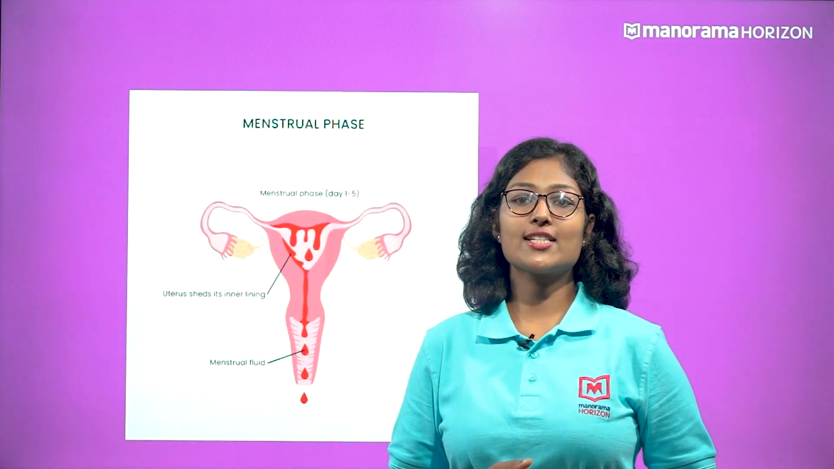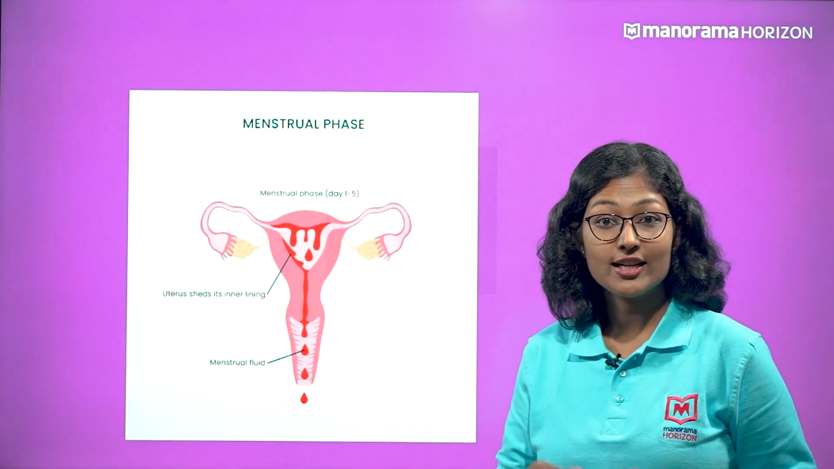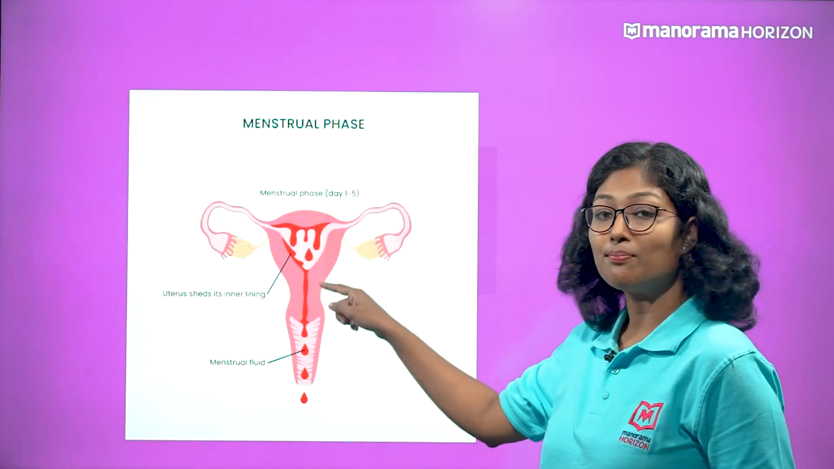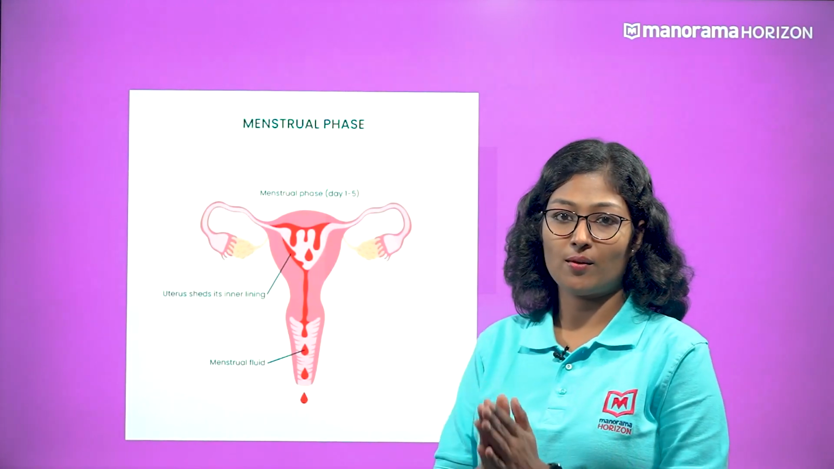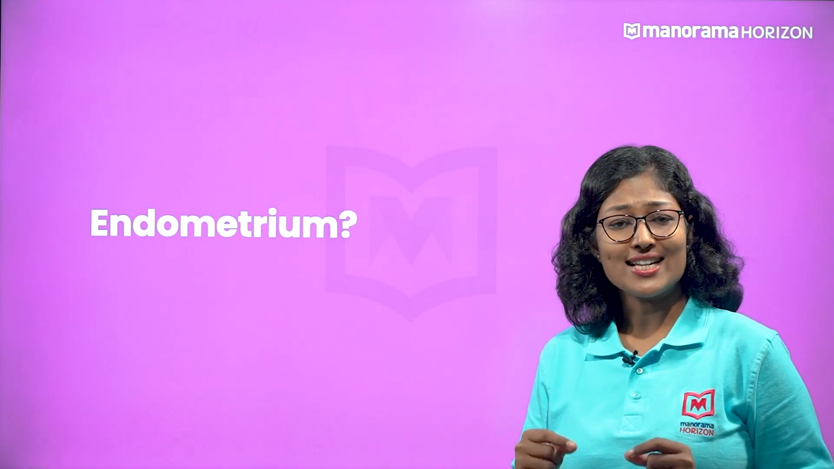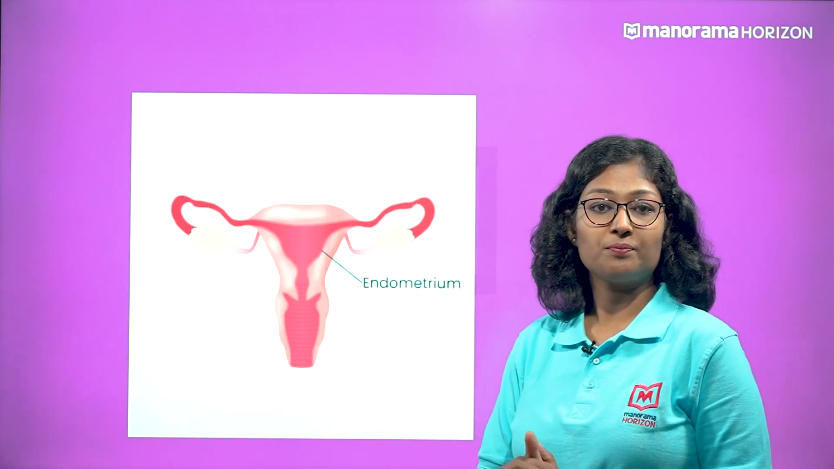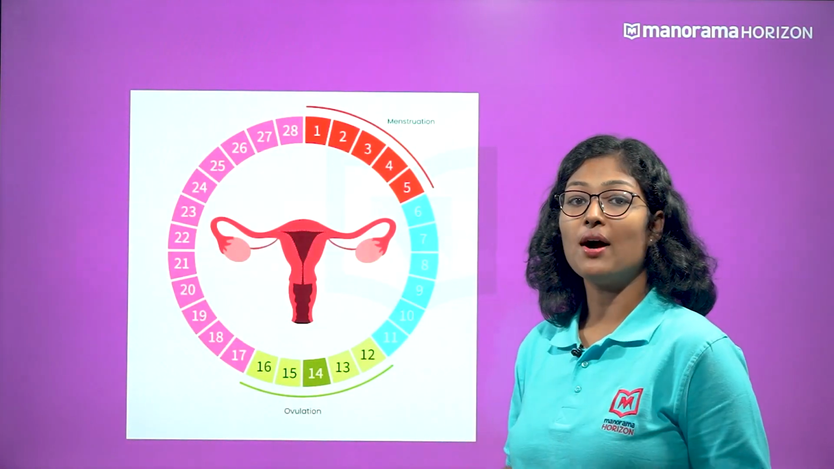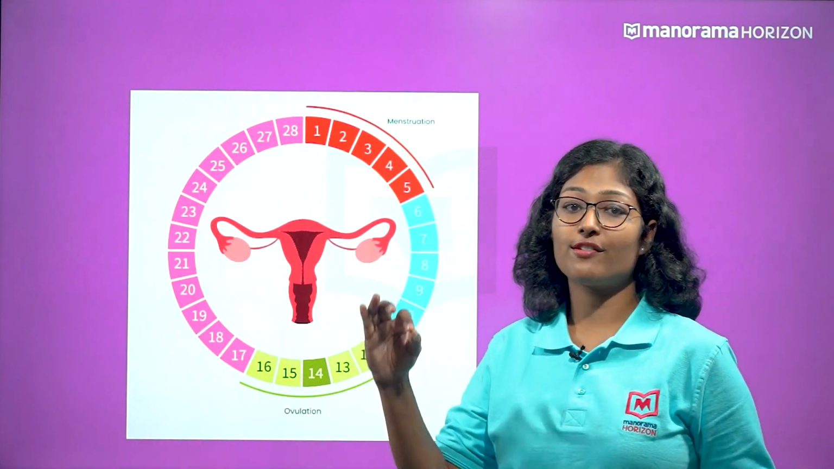The menstrual phase is also called menstruation or menses. If the egg is not fertilized, there is a breakdown of the endometrium of the uterus and its blood vessels, and the release of the resultant discharge from the vagina. So, what is endometrium? Recall that endometrium is the innermost lining of the uterus. The first day of menstruation marks day 1 of a new cycle, and it lasts for 3 to 5 days.